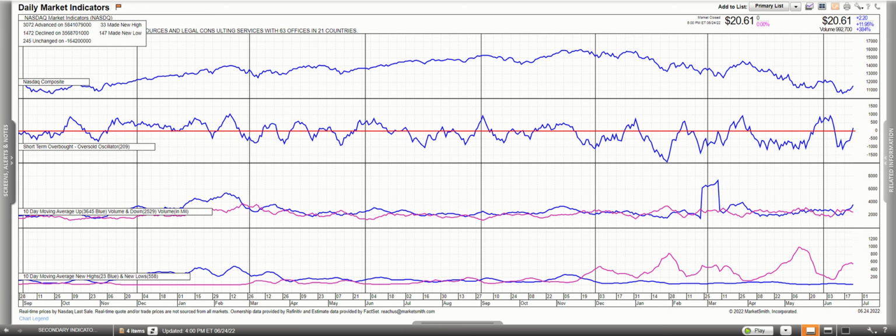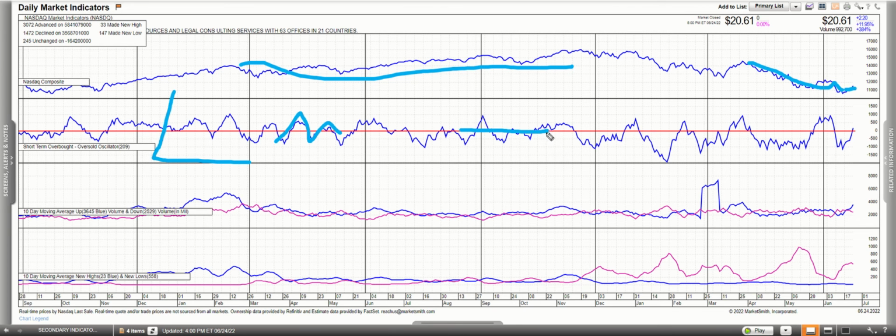Okay, well look, what you got here is a daily chart. These are secondary market indicators. Okay, it's a daily chart. And this is the NASDAQ composite up top. I showed you this once before. In this box here, in this area, this indicator right here is a short-term overbought, oversold oscillator.